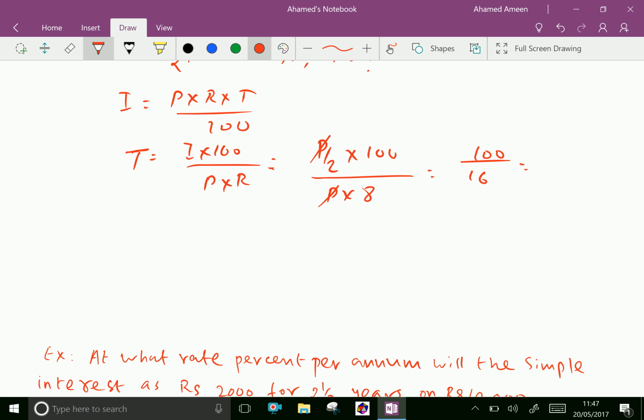100 over 16 equals 6 quarter years, which means 6 1/4 years.